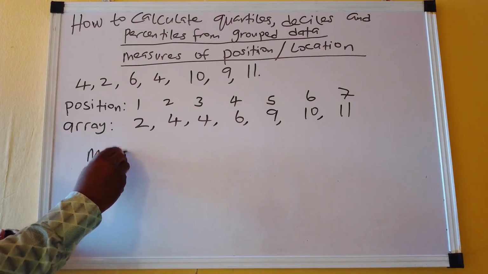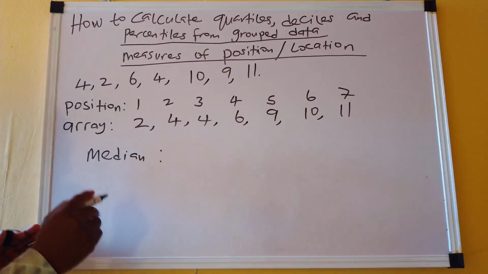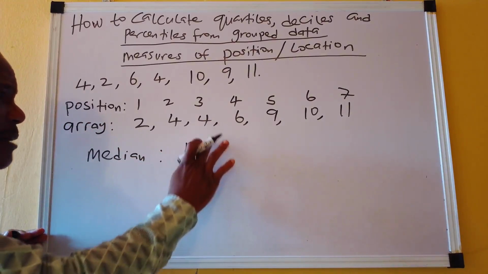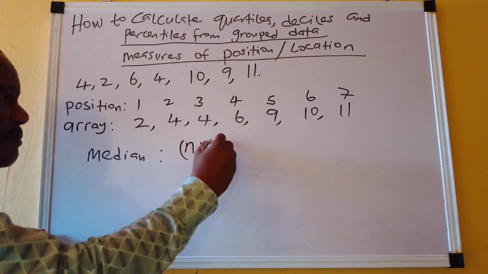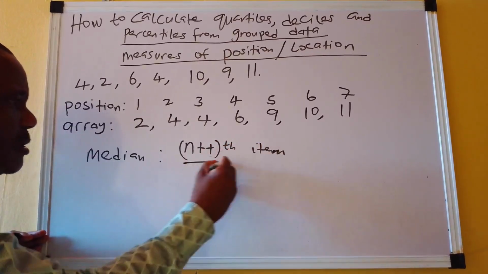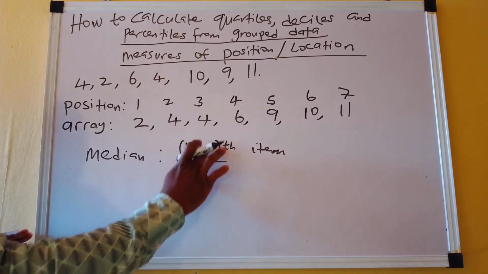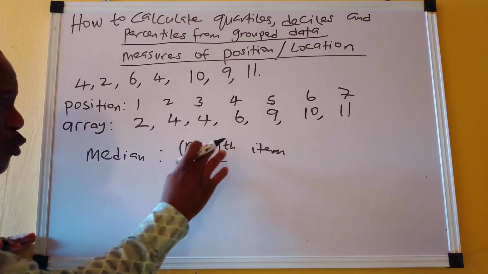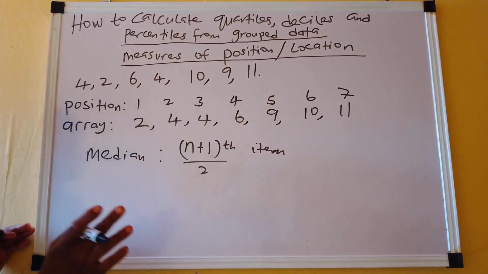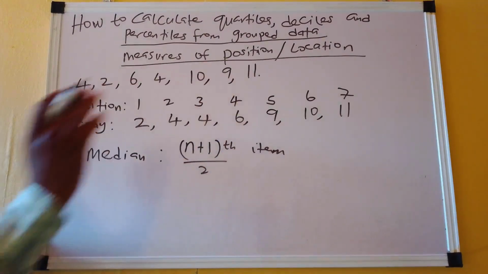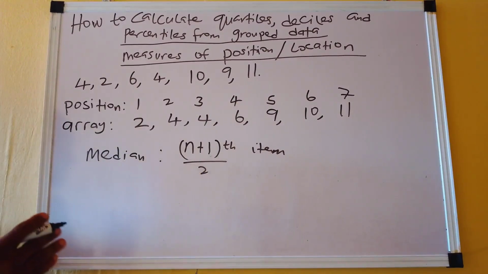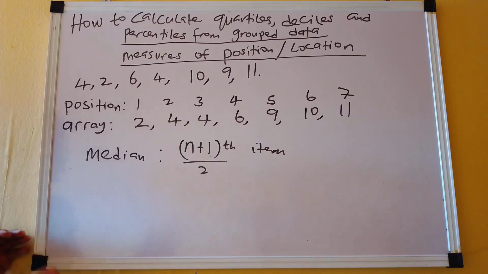The median for ungrouped data is very simple. It is the (n plus 1) divided by 2 item. N is the number of observations. The (n plus 1) divided by 2 item, the way it has been arranged, is the median. Why are you dividing by 2? Because the median shares the data values into 2 equal parts.